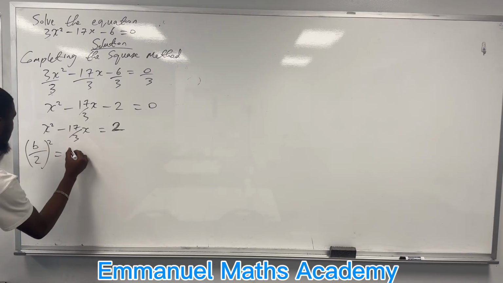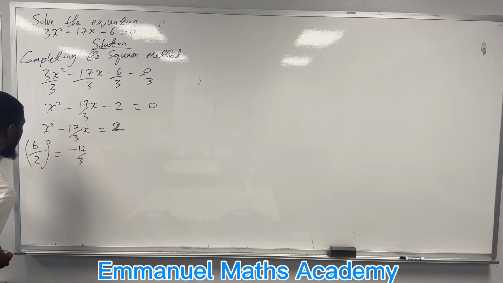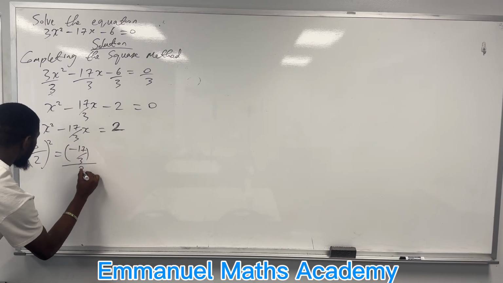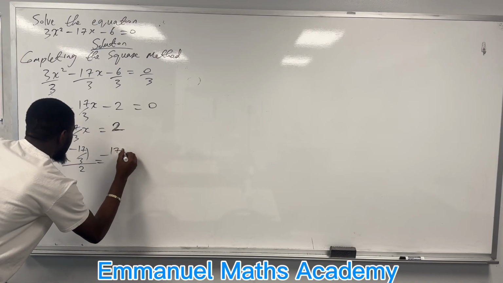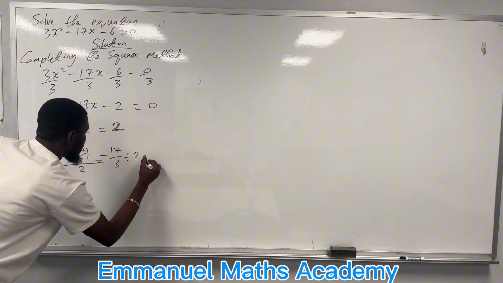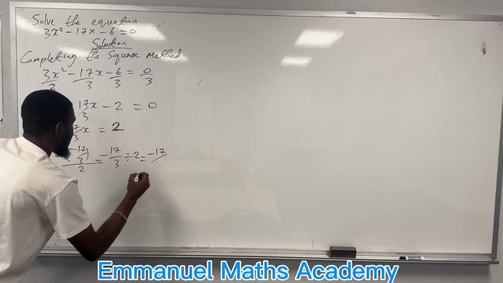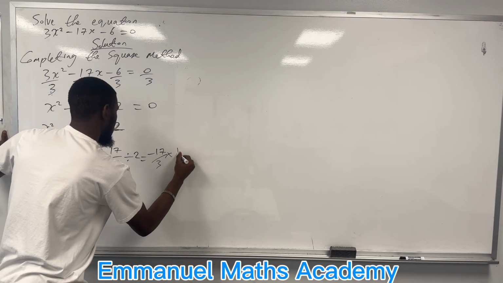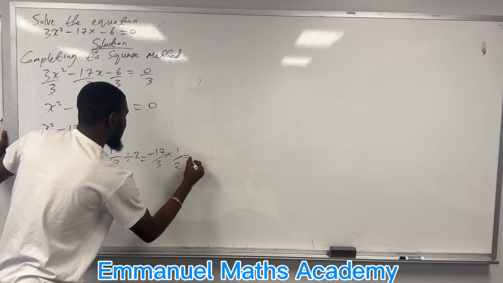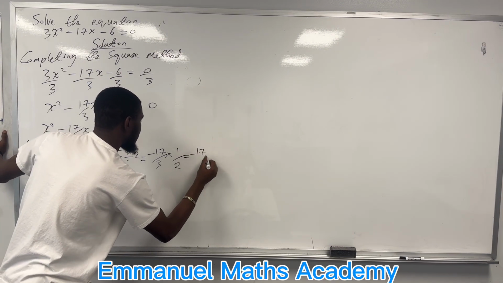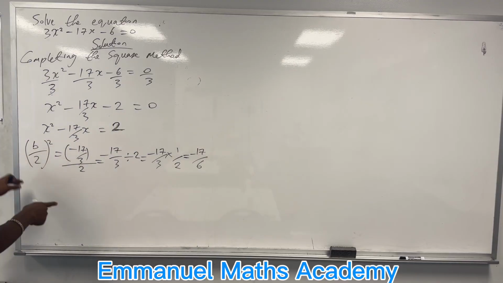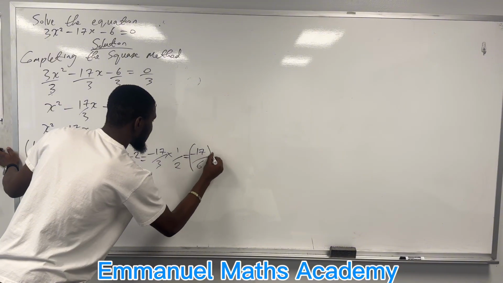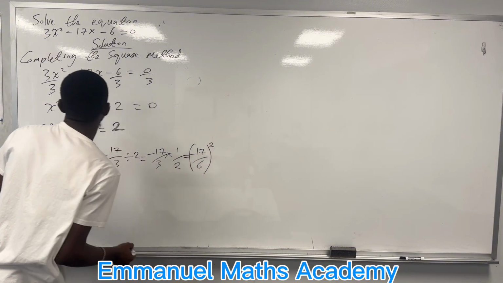So b is minus 17 over 3. Everything here over 2. This implies minus 17 over 3 divided by 2, which is equal to minus 17 over 3 times 1 over 2. This implies equal to minus 17 over 6. But remember, you are squaring everything here. So we add it to both sides.